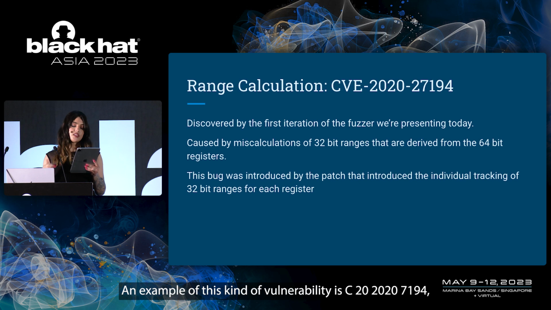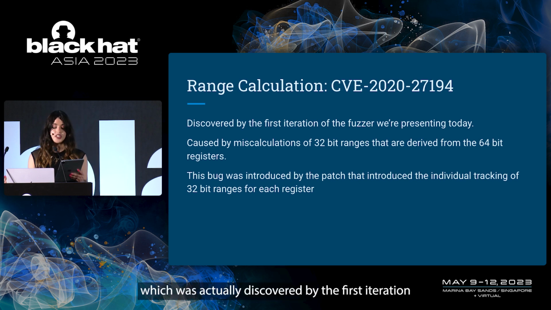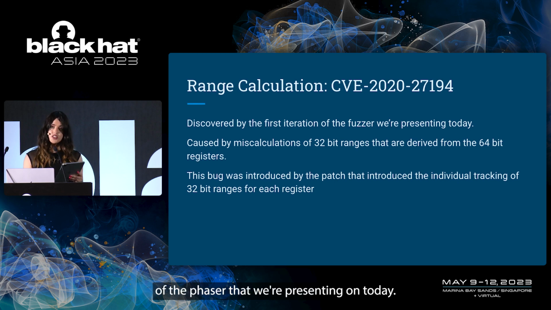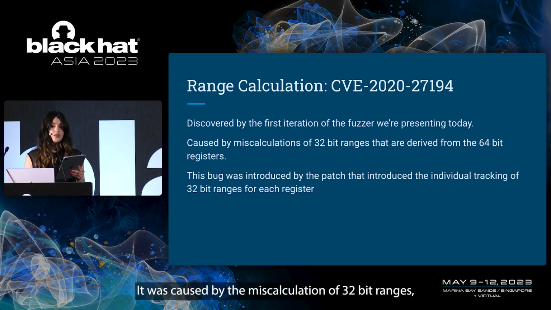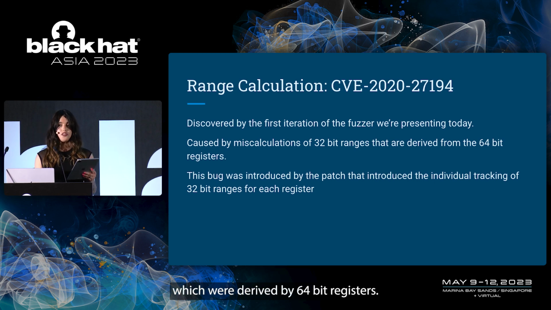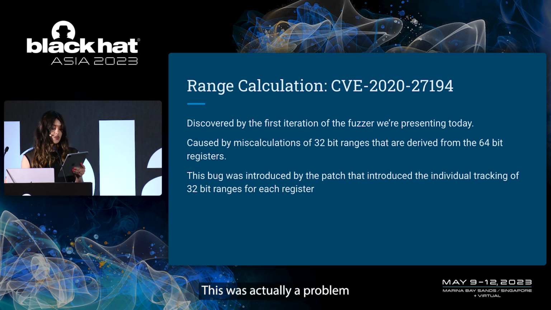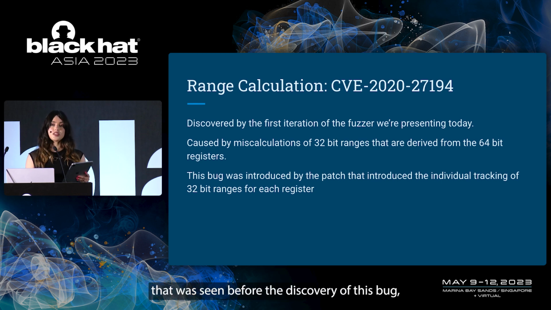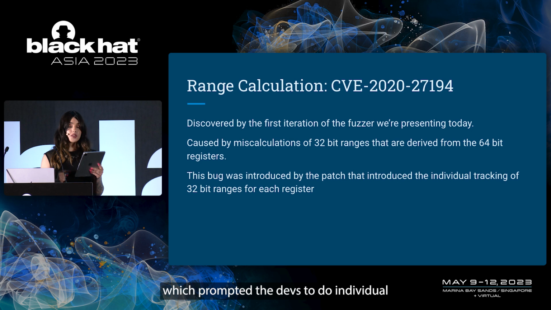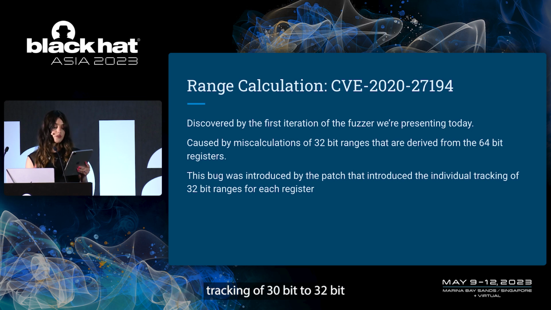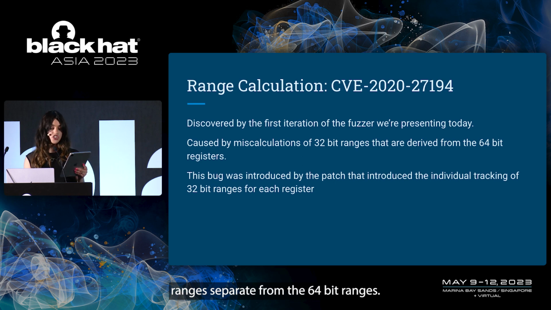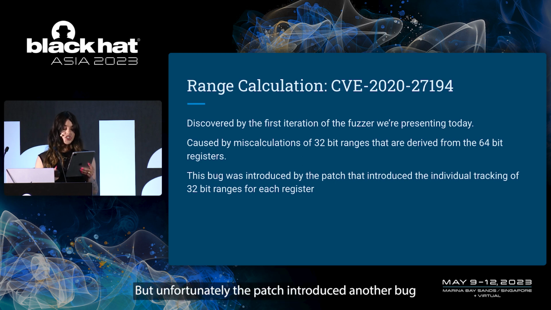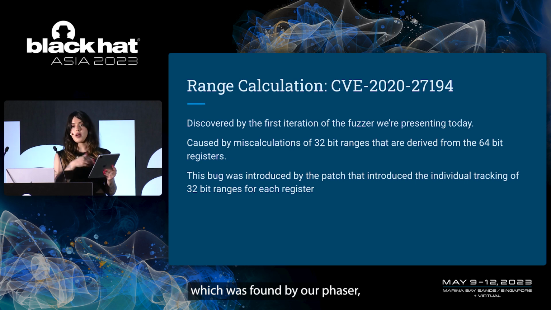An example of this kind of vulnerability is CVE-2020-27194, which was actually discovered by the first iteration of the fuzzer that we're presenting on today. It was caused by the miscalculation of 32-bit ranges, which were derived from 64-bit registers. This was actually a problem that was seen before the discovery of this bug, which prompted the eBPF devs to do individual tracking of 32-bit ranges separate from the 64-bit ranges. But unfortunately, the patch introduced another bug, which was found by our fuzzer.